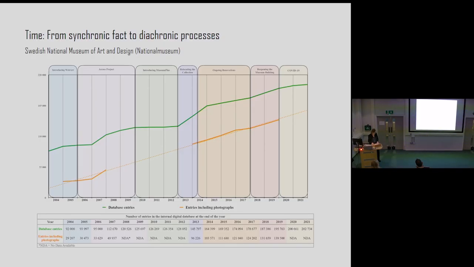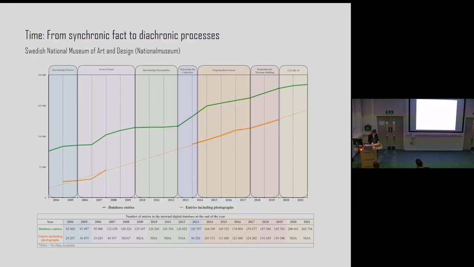Moreover, it's evident that the increase in entries has changed very much over time. In some years, the increase is very steep, 2007, for example, and 2013 to 2014, while in other years almost no new entries have been added at all. To understand these differences, we needed to talk to the employees. So we interviewed some employees of the museum.